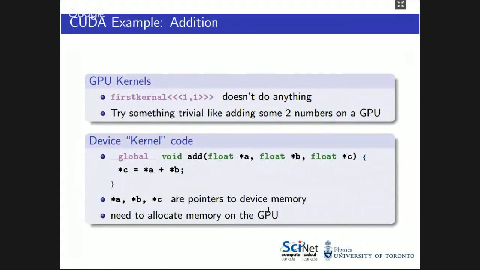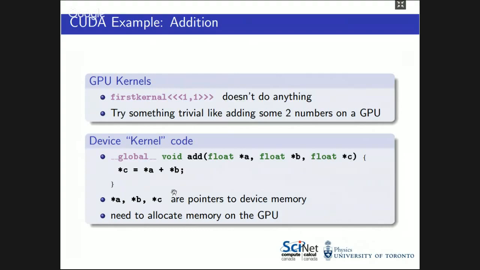So the kernels, in the first case, the kernel 1.1 doesn't do anything, but it can be more interesting, like trying to add 2 numbers on the GPU. So this function will try to add 2 numbers and return the value in C. A, B, and C, as you can see, are pointers to the device memory, so they had to be allocated on the device. Here on the devices, nothing happened automatically.